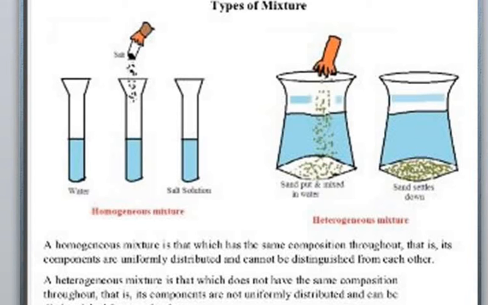Next is the heterogeneous mixture. It is one which does not have the same composition throughout, that is, the components are not uniformly distributed and can be distinguished from each other. For example, seeds in water or oil in water. So these are examples of heterogeneous mixtures.